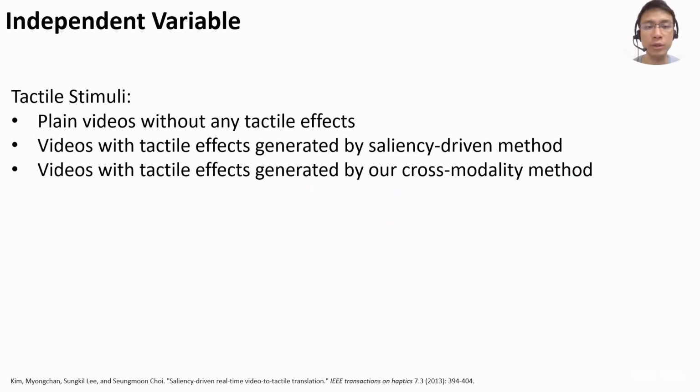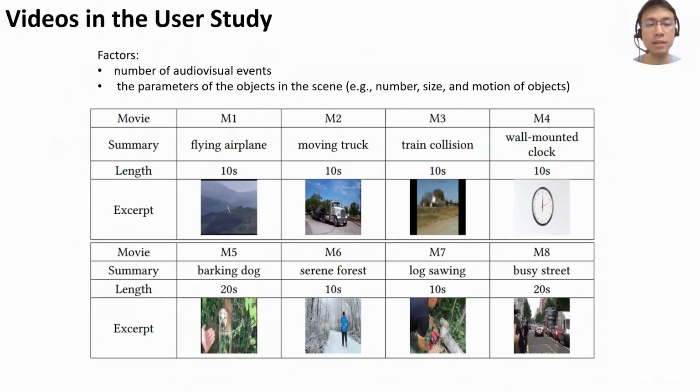The independent variable in the user study is the tactile stimuli. The videos can be plain videos without any tactile effects, or videos with tactile effects generated by the salience-driven method or by our cross-modality method. Spatial tactile effects are usually decided by the number of audio-visual events in the video and the parameters of the objects in the scene, for example, number, size, and motion of the objects. We used 8 videos in the user study to cover different combinations of these factors.